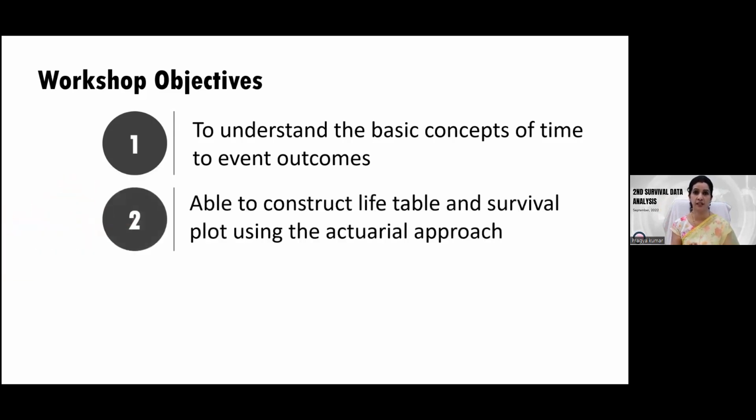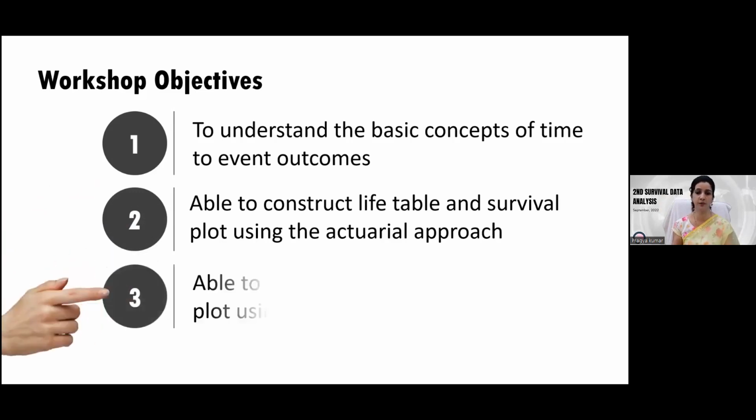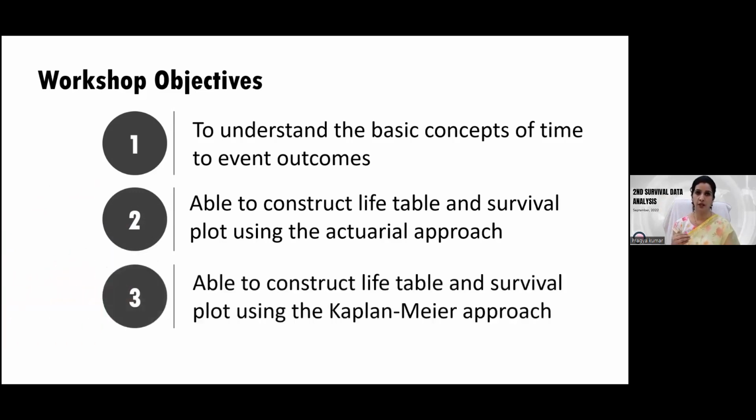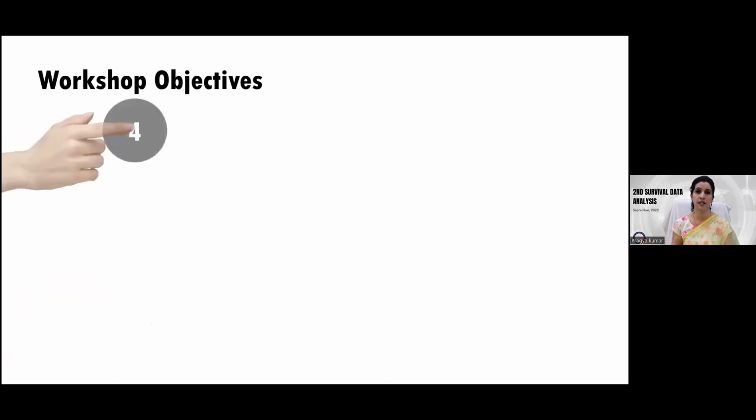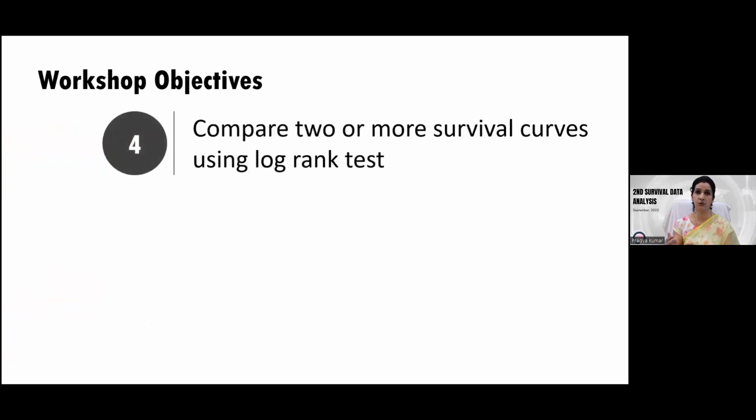Then the second is you should be able to construct a life table and survival plot using the actuarial approach, that is the life table approach. Then you will come to know how to construct a life table and survival plot using a Kaplan-Meier approach, and how this Kaplan-Meier approach is different from the life table approach. Then we will learn how to compare 2 or more survival curves, if there is a categorical variable.